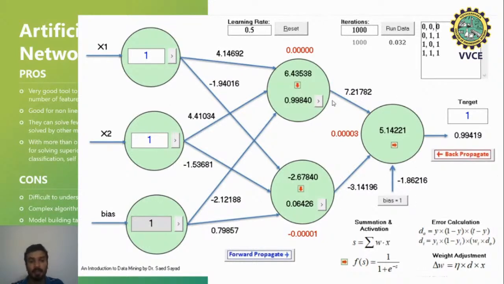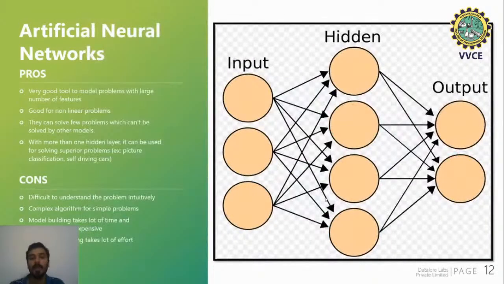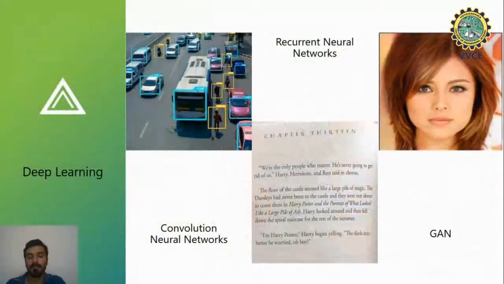But this is how your neural network model gets trained, and this is how artificial neural networks are trained. So finally, to talk about deep learning models, as I said, deep learning is not just a neural network with more than one hidden layer. That's a very loose definition, but there is something called deep learning architectures. There are various different architectures that people use.